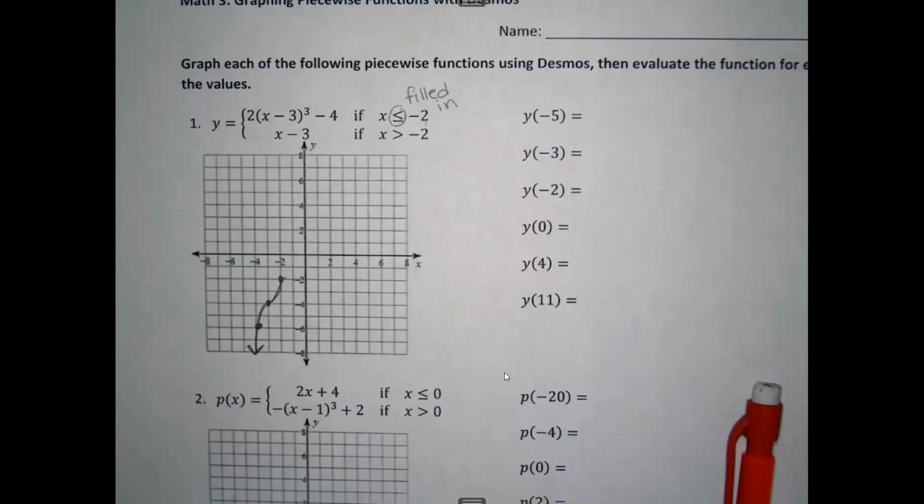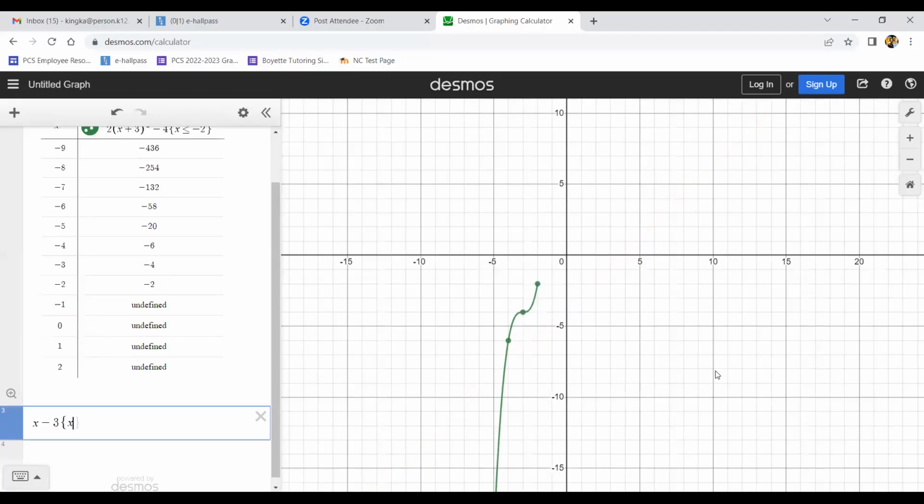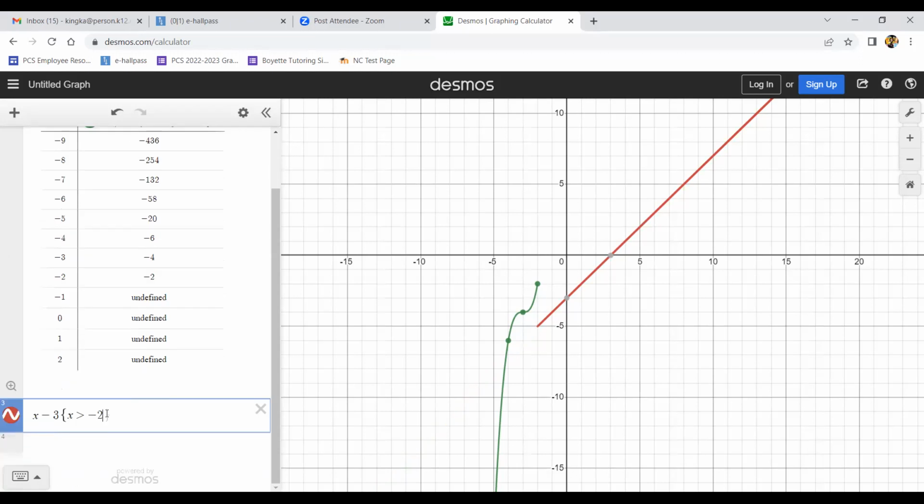So now I'm going to type in the squiggly bracket and then do x is greater than 2. Sorry, x is greater than -2. And then it's going to cut off everything that I don't need. So x minus 3, squiggly bracket, x is greater than -2.